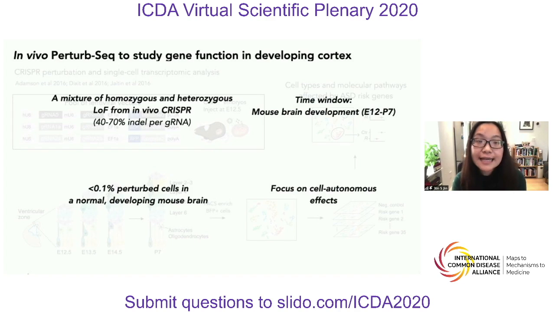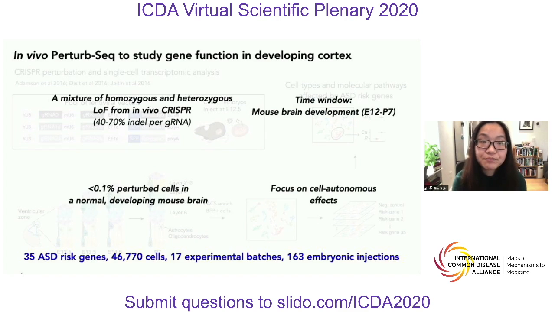But in the future, we can expand this paradigm to analyze the perturbation effect in different developmental stages, such as later developmental stages when synaptogenesis is mainly happening. In the future, we can also imagine this kind of approach being used in any other model organism and to study different tissue types. So here in total in this study, we analyzed the effect of 35 risk gene perturbations across 17 independent experimental batches.